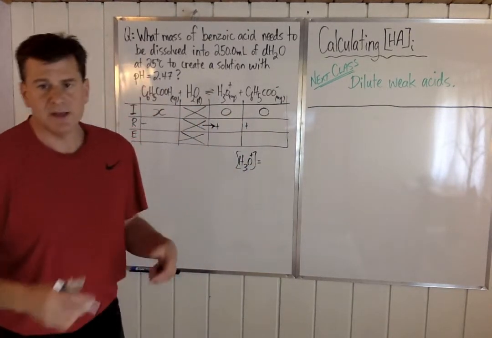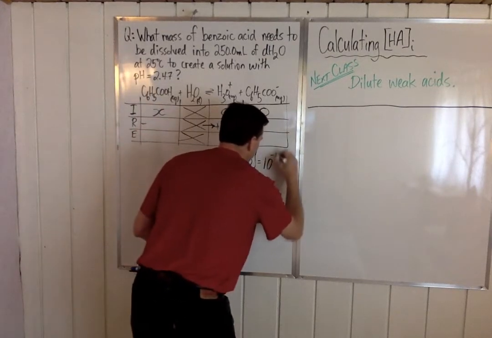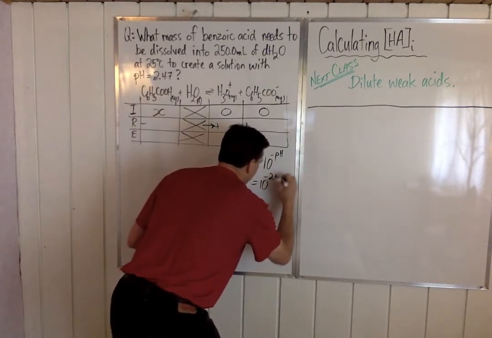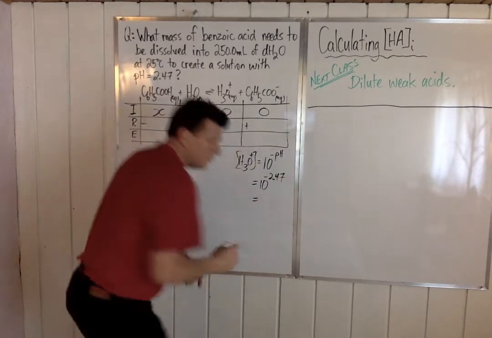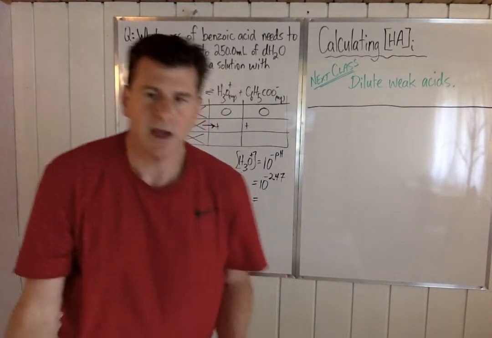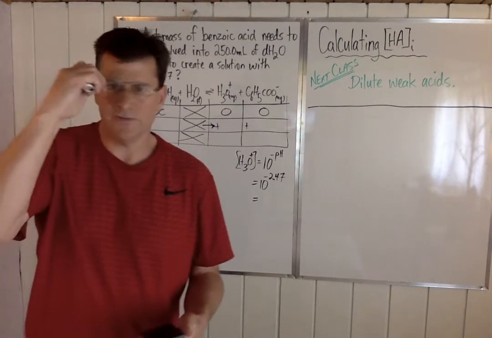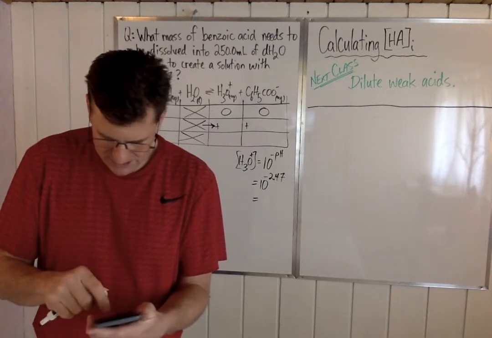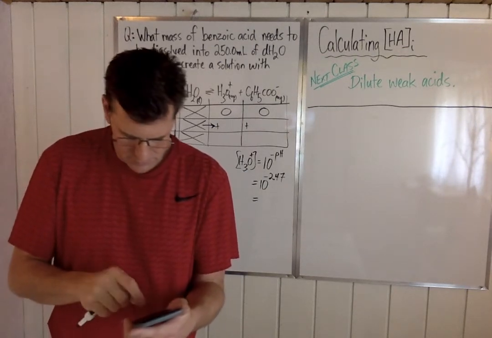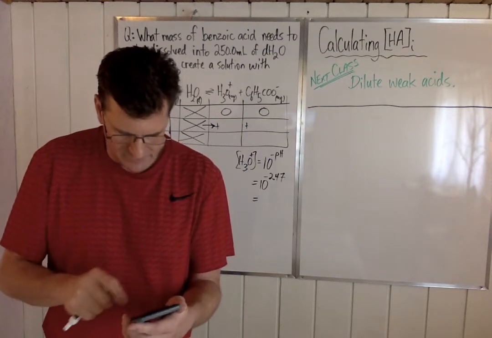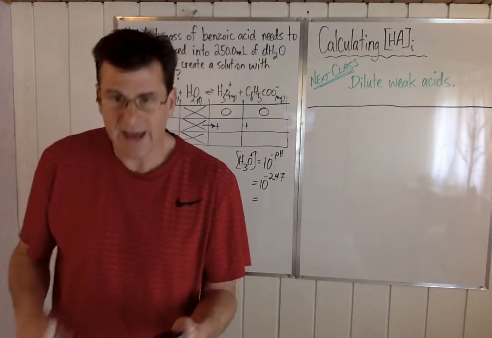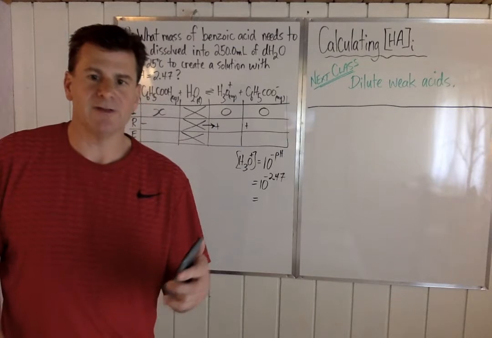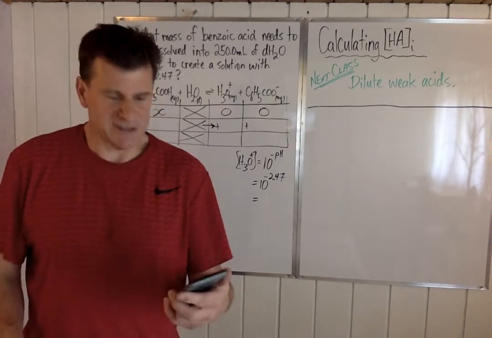So the pH is 2.47. To get the hydronium, you're taking 10 to the negative pH. So we're taking 10 to the negative 2.47, which I need my calculator. I cannot do that in my head. If you can do it in your head, good for you. I don't know how you do that in your head. So I've got 10 to the power of negative 2.47. And how many sig figs do I get? Numbers before the decimal don't count. Numbers after the decimal do count. So the 4 and the 7 are significant. The 2 is not. So I get 2 sig figs.